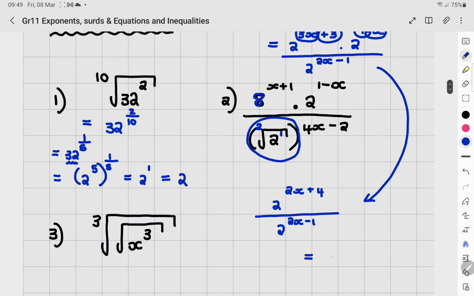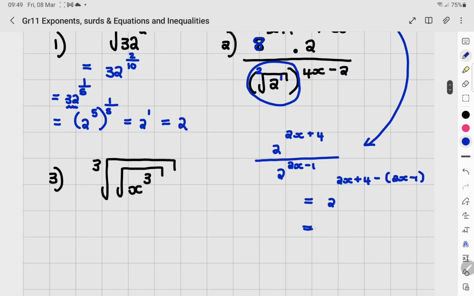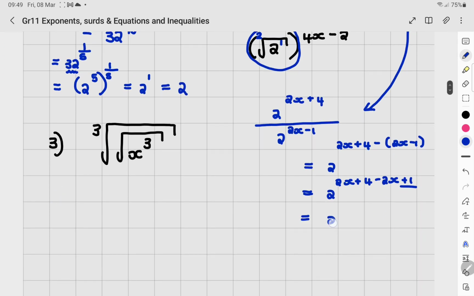And then I just need to keep my same base and subtract my exponents. So if you are scared that you make a mistake, rather write it out. Minus 2x minus 1. Distribute that negative in. Make sure to multiply both, and that will become a plus 1. So 2x minus 2x falls away, and 4 plus 1 is 5. And then you can simplify that as well. 2 to the power of 5 is 32.